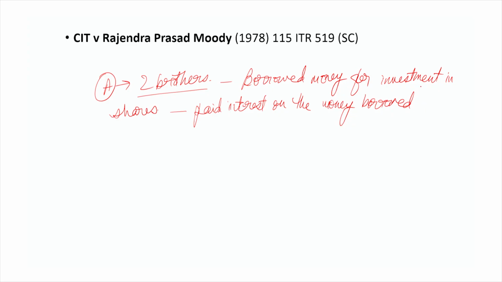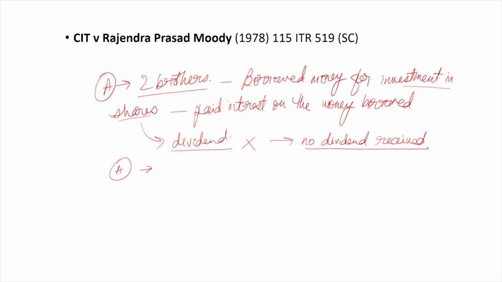But when they had borrowed that money for the purposes of investment in shares, with the intent that they are probably going to get some dividend out of the purchase of those shares, it so happened that they did not end up receiving any dividend. So no dividend was received. And as a result of that, the assessees claimed for deduction. So when they made a claim for the deduction, the revenue obviously did not accept their claim.